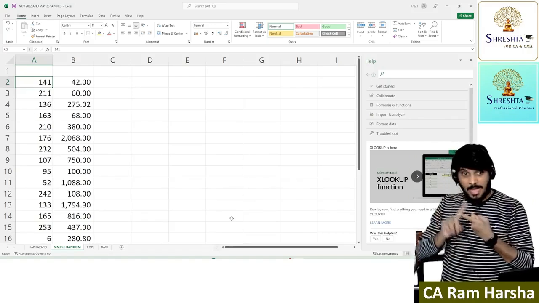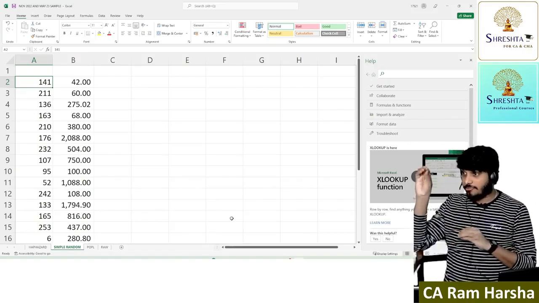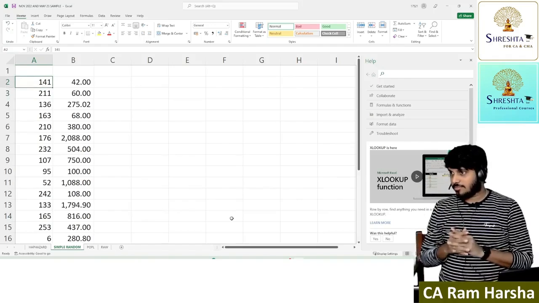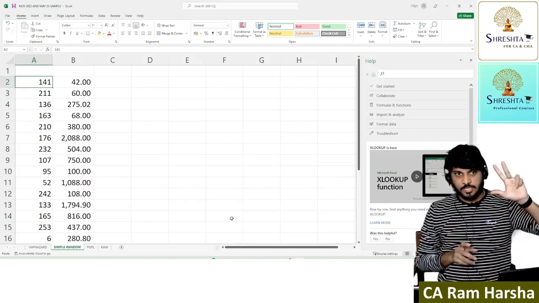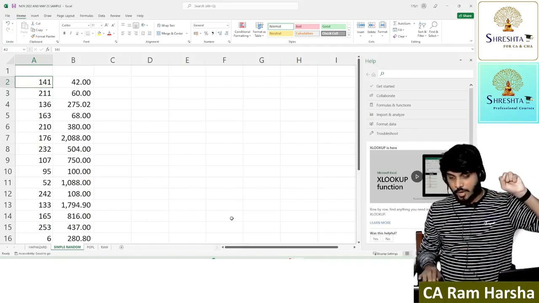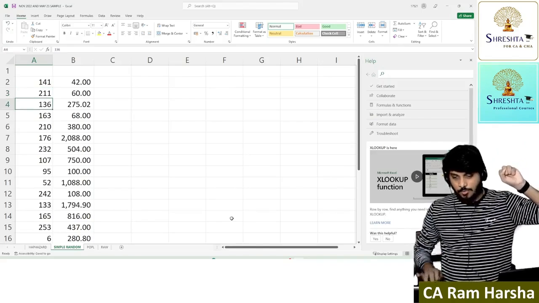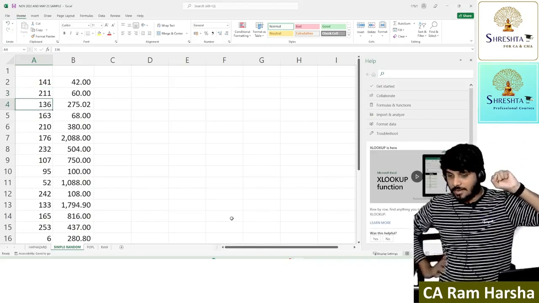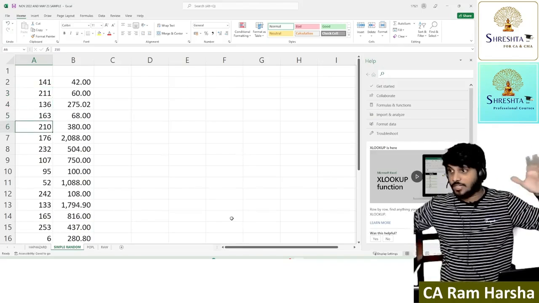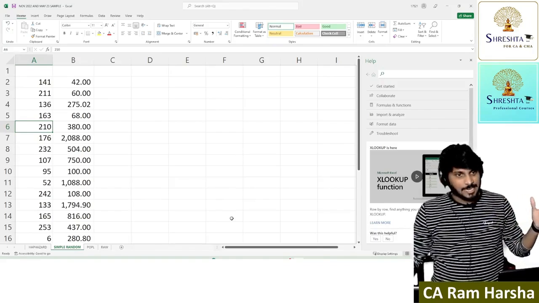Or I may have multiple starting items. Let me select blocks of 5 samples. Suppose 141 is one block: 141, 142, 143, 144, 145. These invoices I will select. Then what is my next random number? 211. From there again 5 samples I'll select. What is my next number? 136. From there again 5 samples I'll select. What is the next invoice? 210. From there again 5 samples. Like that totally 20 I'll select. This is block sampling. Able to understand?